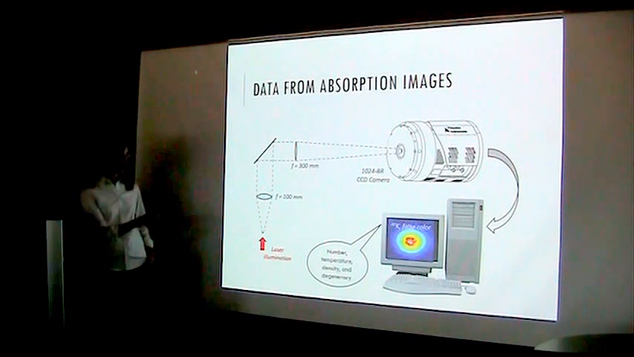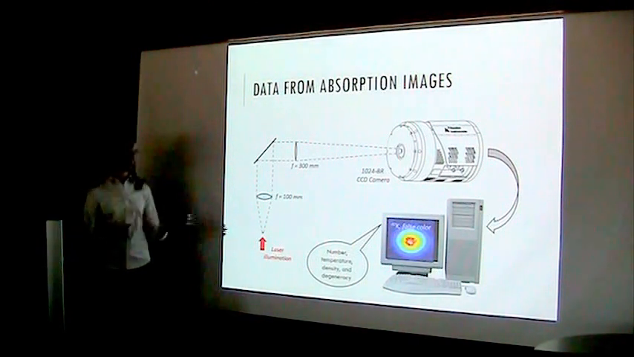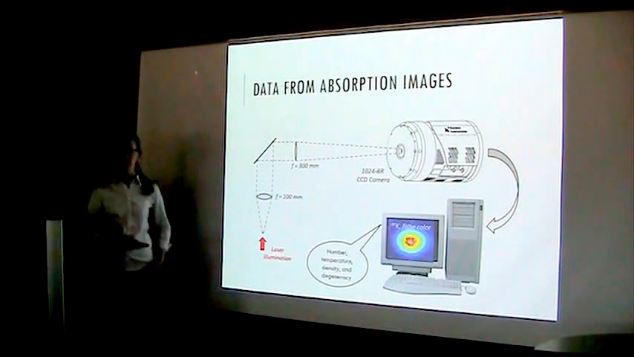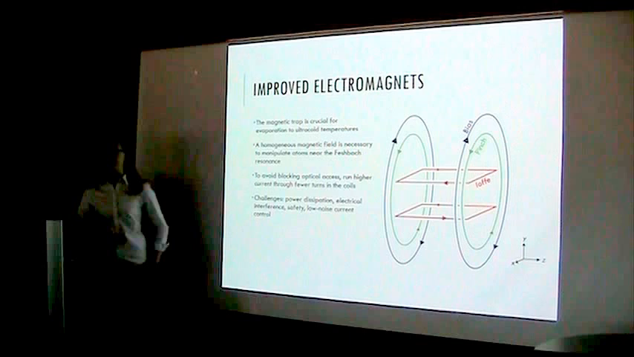And at this point in the process of taking these pictures, we actually scatter so many photons that we sort of boil the atoms away, and we have to make a new sample. And that's the life cycle of our experiment.